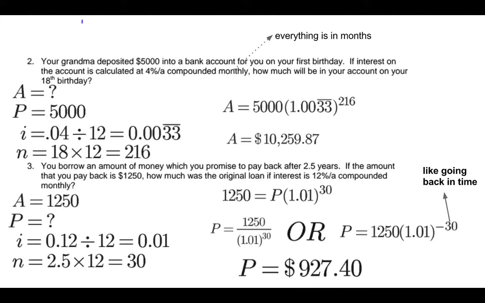The 927 will grow to 1250. So if we borrow 927, we owe 1250. But if you owe 1250 in 2.5 years, then you borrowed less than that because interest grew. Money always grows. P is always smaller than the A.